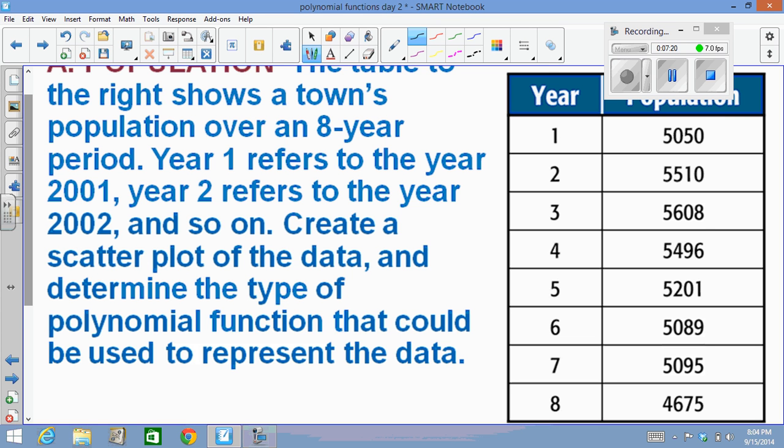It's going to take a little bit of time, so you might want to pause before I go on to the next step so that you can get the information plugged into your calculator. We're going to then determine the type of function that could be used to represent the data. So here we go, on to the next one. Again, if you need to pause, pause.